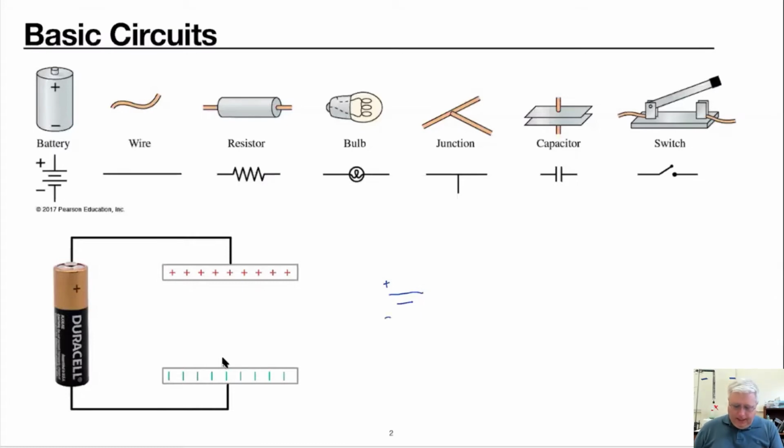And then for a capacitor, we see they're just two parallel lines, sort of like for a parallel plate capacitor. And it doesn't have to just be a parallel plate capacitor. It could be any capacitor, and it could be represented with that symbol.